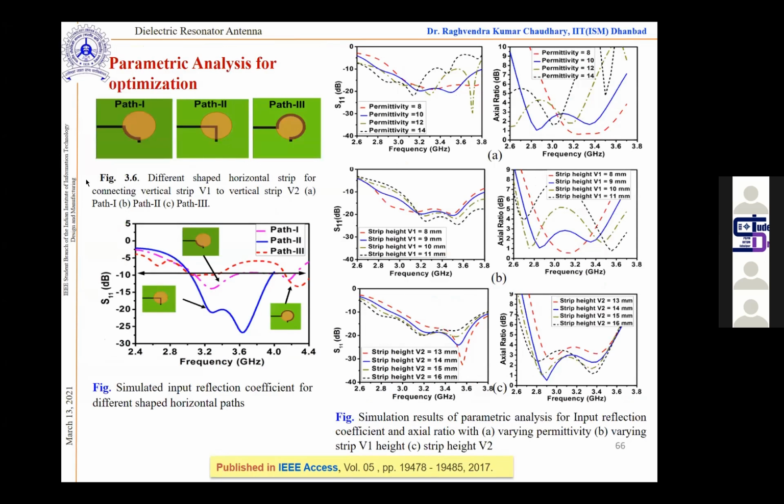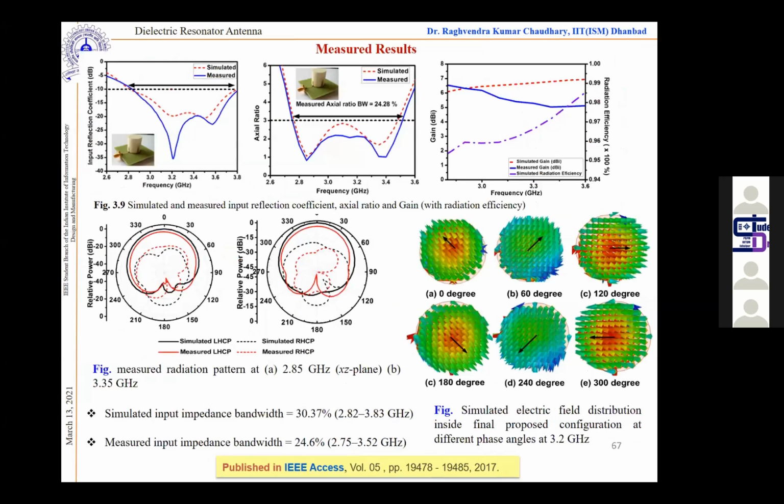So instead of that, we also tried some different arrangements, like instead of this right angle strip, we can also go along the periphery of the DR. But in this way we are increasing the length and also introducing ohmic losses, so we are avoiding these things. This is just for knowledge that this is a possibility and what will happen if we do these things.